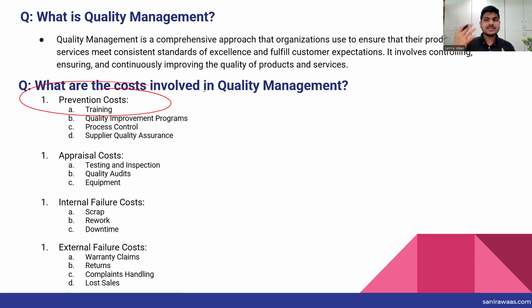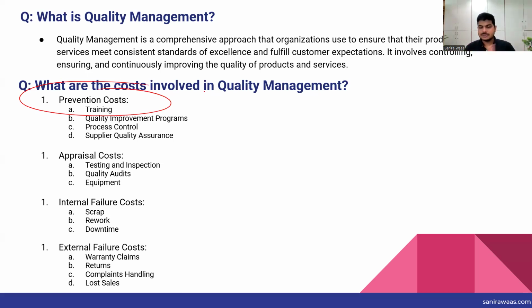Then you have appraisal costs, the testing part. Before you produce, you do prevention. You teach people how to produce it efficiently. That is training. And then once it is produced, you are testing it, appraisals. And if, when you test, something is wrong, you scrap it. Those are internal failure costs, right?